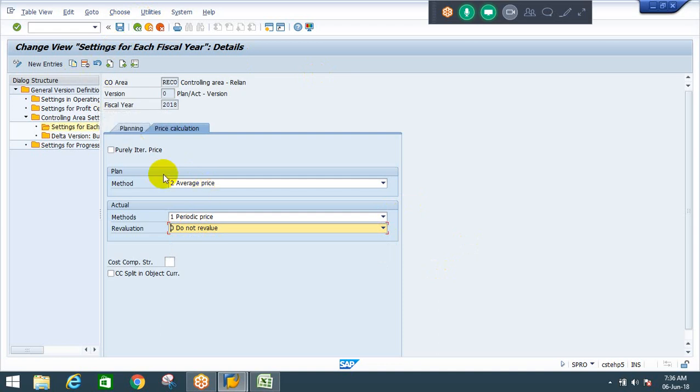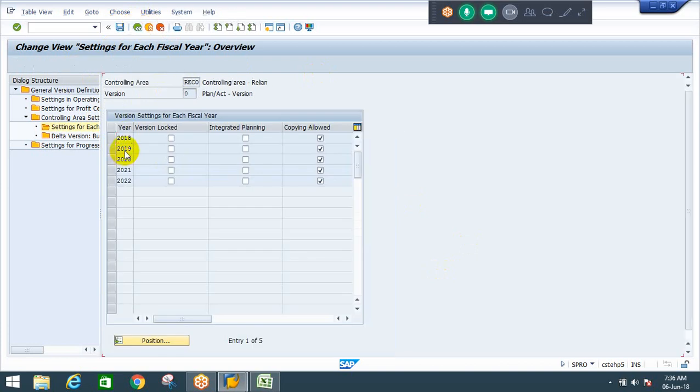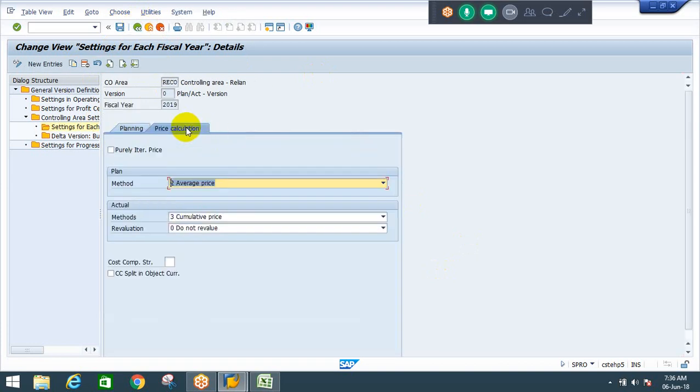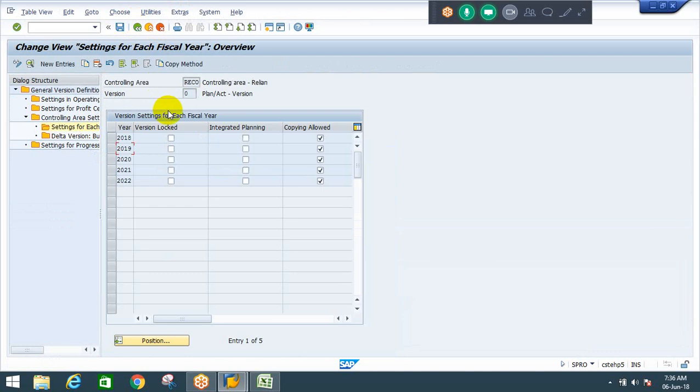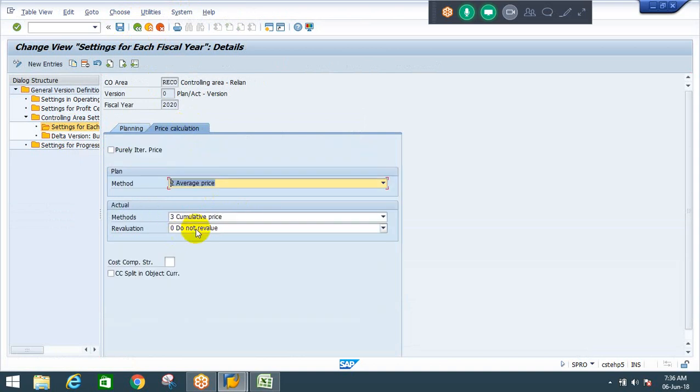Do it for all years, all fiscal years. The same thing we need to do for all fiscal years. Note down, do it for all years.